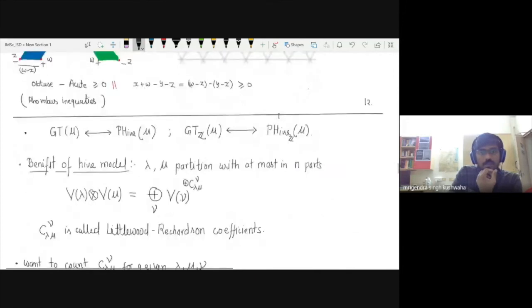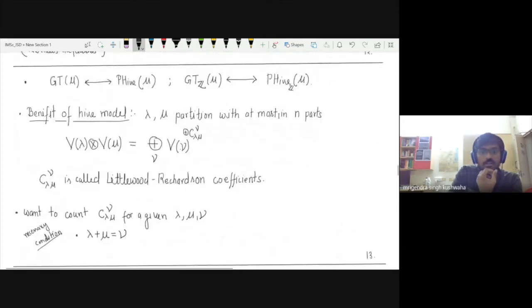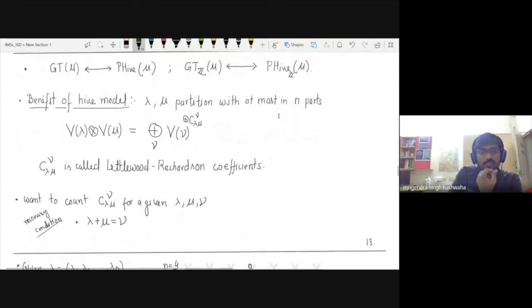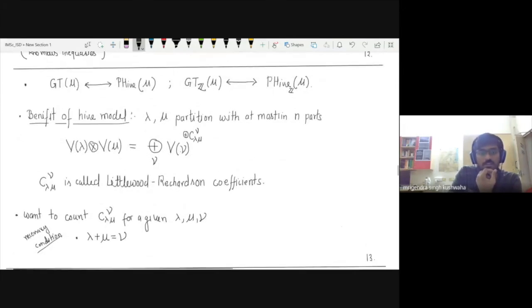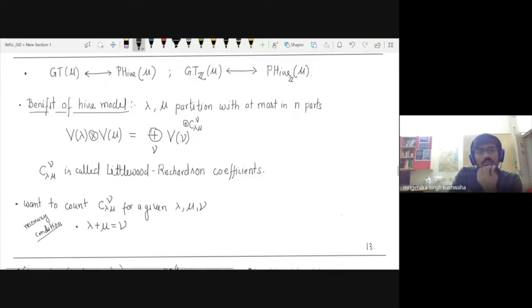Why are we doing these rhombus inequalities? Because they have a meaning: they count the Littlewood-Richardson coefficient. I will tell you what the benefit is. If you take two partitions lambda and mu and take the tensor product of the irreducible modules corresponding to lambda and mu, we know it is completely decomposable, and it decomposes into V nu. This V nu appears in the decomposition sometimes, and I denote the number of times by C lambda mu nu. That is called the Littlewood-Richardson coefficient. How many times does V nu appear in this decomposition?